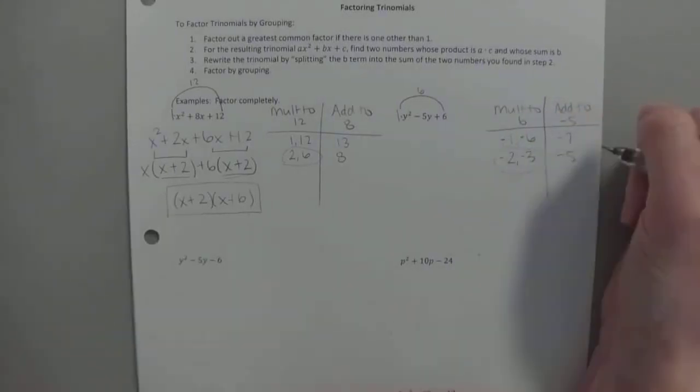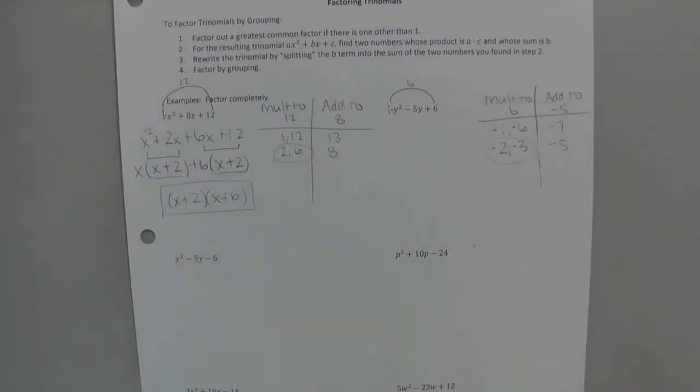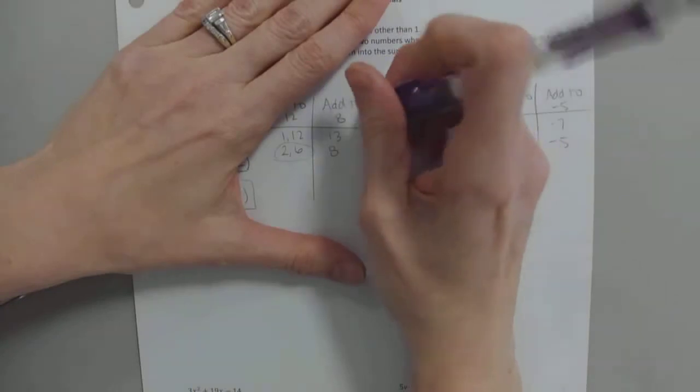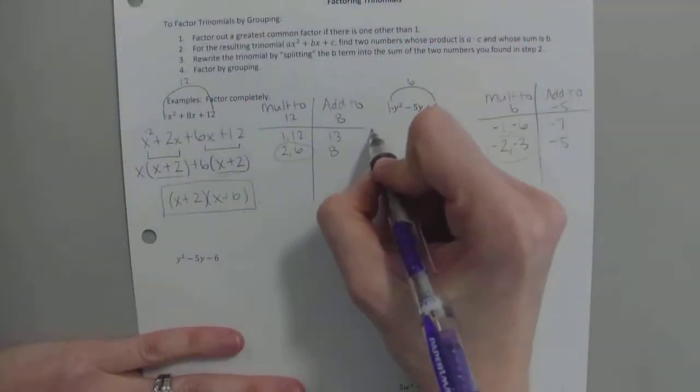Positive 6, but what's negative 2 plus a negative 3? There's our winning pair. And that's the newest thing about this section. Because once we have that winning pair, we can rewrite our trinomial into 4 terms and just do what we did in the last section.